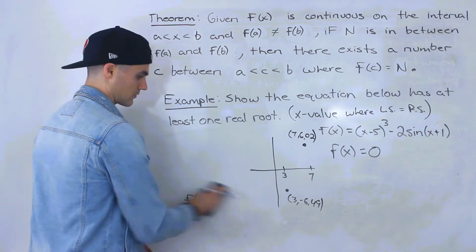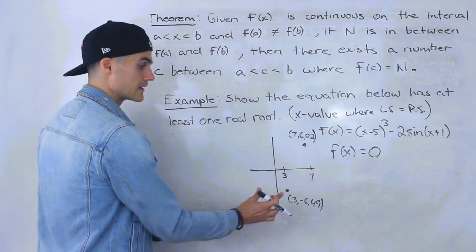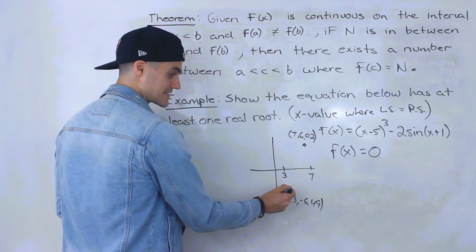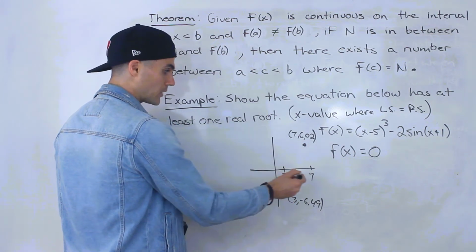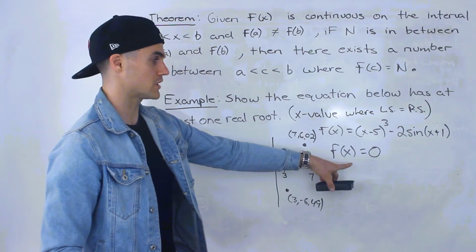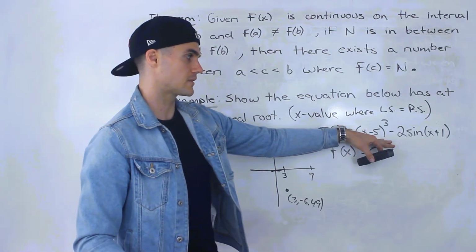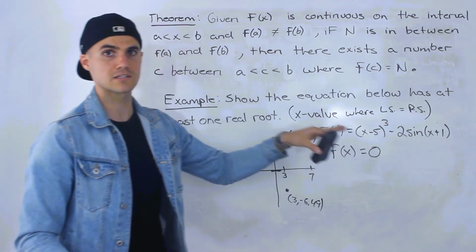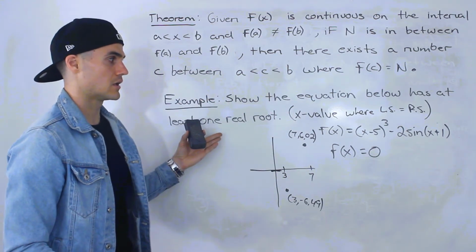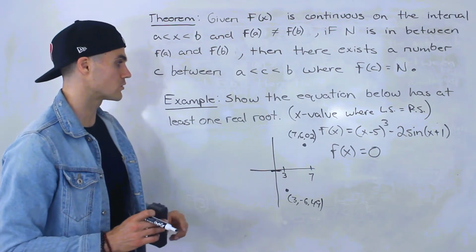And because I know this function, as we mentioned, is continuous on all x values, it's going to be continuous on this interval. If it's continuous on this interval and it has this point and this point, no matter how it looks, at some point it's got to cross here. At some point, this f of x is going to equal 0, meaning that this function is going to have a real root, which means the original equation that was written down is going to have an x value that makes the left side equal to the right side.